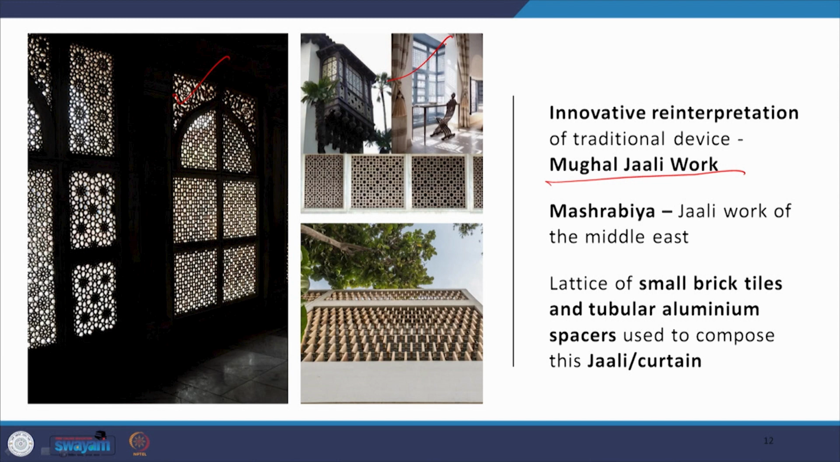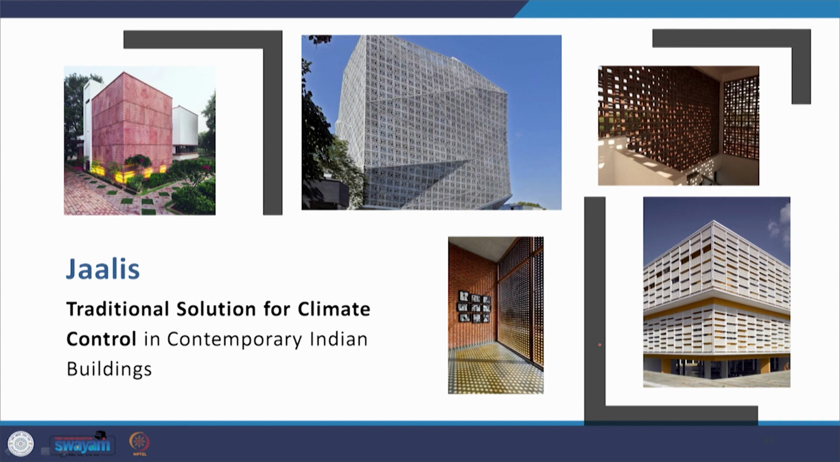So, this jali work that was designed by Stein in IIC is a lattice of these small brick tiles with tubular aluminium spacers, which are the composition of this jali curtain. Now, the jali work has continued to be used in contemporary Indian architecture by many architects like Sanjay Puri in this building in Jaipur, and other architects like Morphogenesis in the Pearl Academy. So, this is a traditional solution for climate control even in contemporary Indian buildings, and these are modern buildings, but they are using jali work as a climatic response.